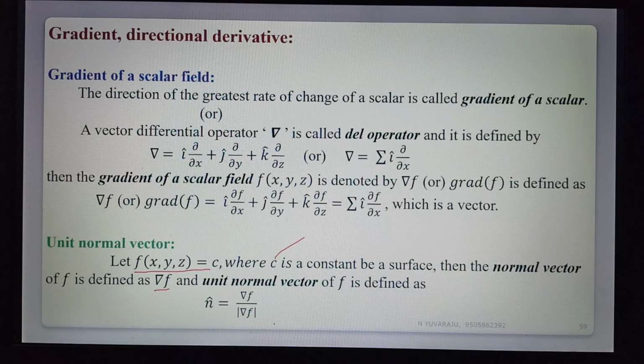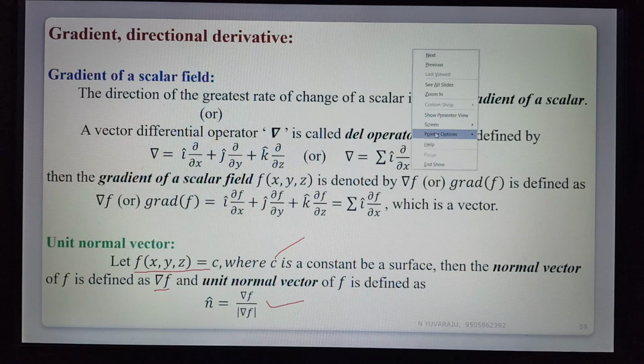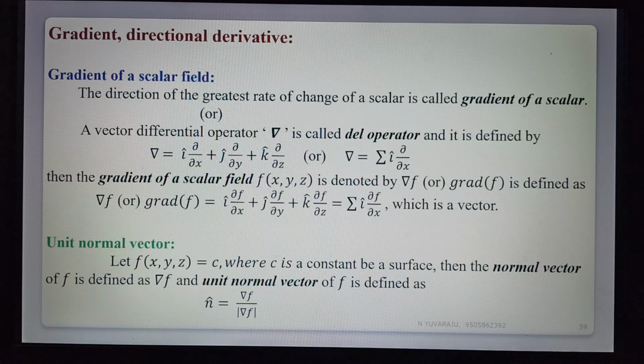N cap is a unit normal vector. Unit means the magnitude of the vector is always 1, so the mod of del f by mod del f is always 1. How do we find the unit normal vector? Del f by mod del f is called the unit normal vector to the given surface f of x, y, z equal to c. These are the two definitions.